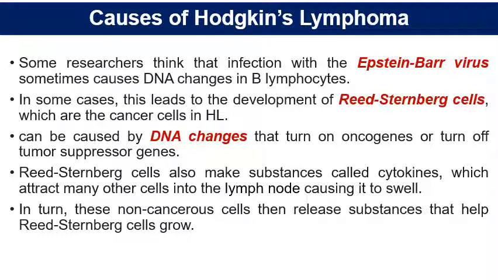In turn, what happens? These non-cancerous cells release substances that help Reed-Sternberg cells to grow. So it is a mutual understanding. On this mutual understanding, these two cells function, and it helps the Reed-Sternberg cells to enlarge and grow further, and it gives the appearance of swelling.